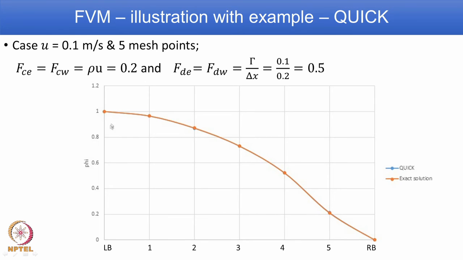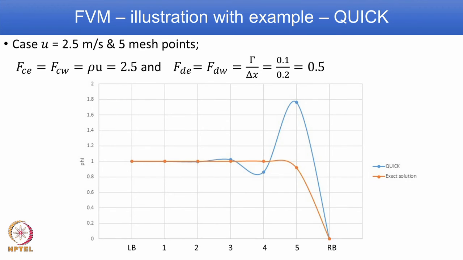And you can cross check the left boundary, it is already given as 1 and the right boundary is 0 and there are 5 nodal points 1, 2, 3, 4, 5. So, you are able to compare and you see the performance: because it is so low velocity, the QUICK scheme performs equally well.